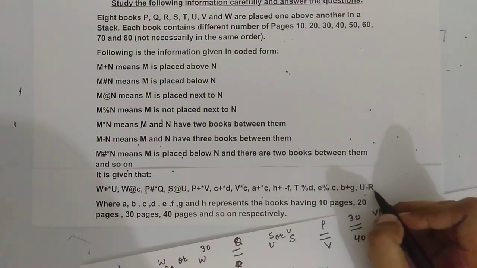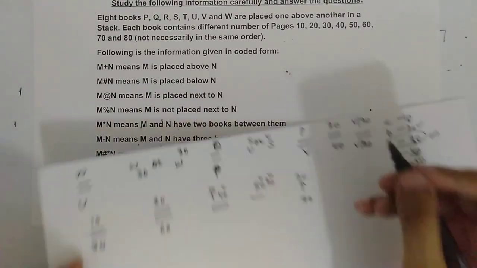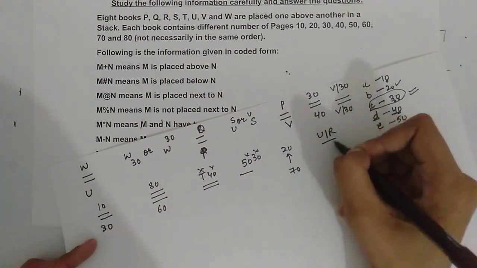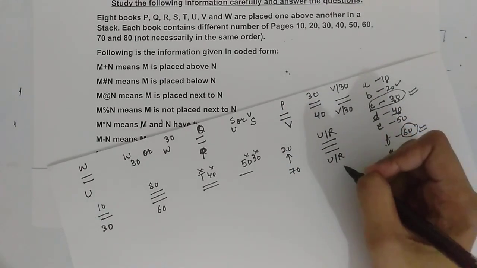U minus R. Minus means U and R will have 3 books between them. So it can be like this. We don't know whether U will be above R or R will be above U. Fine.